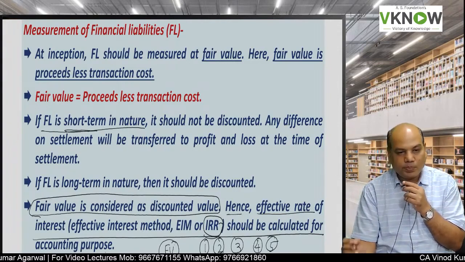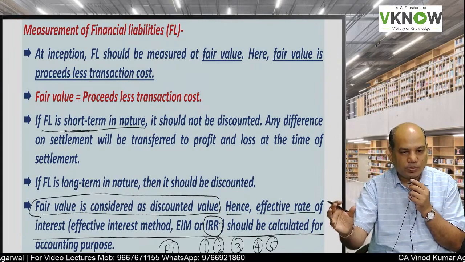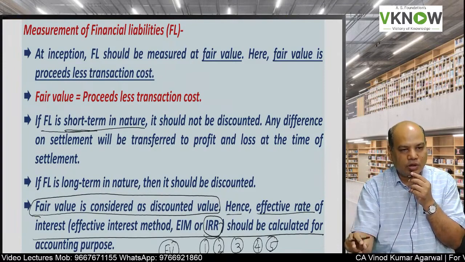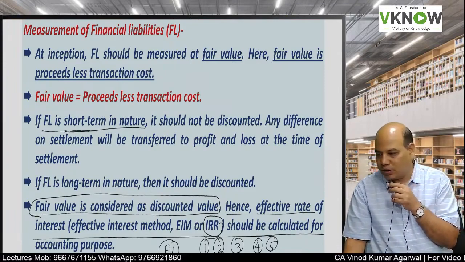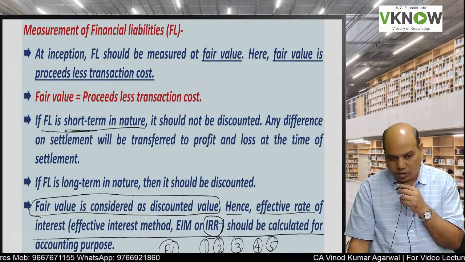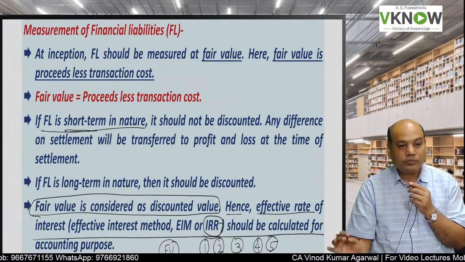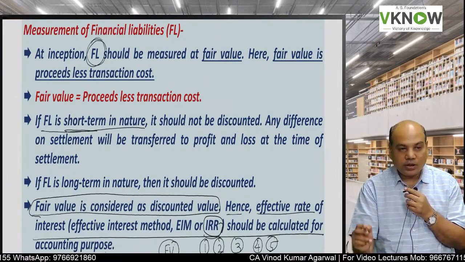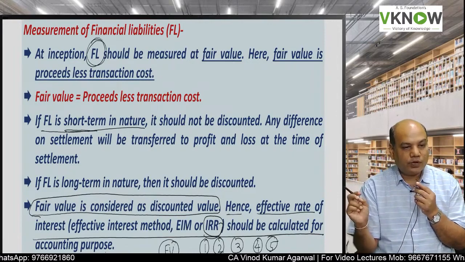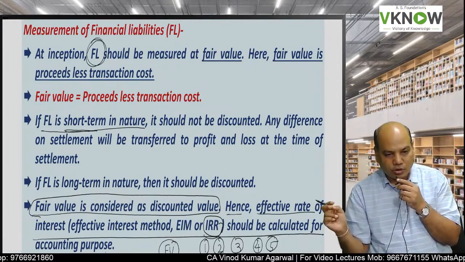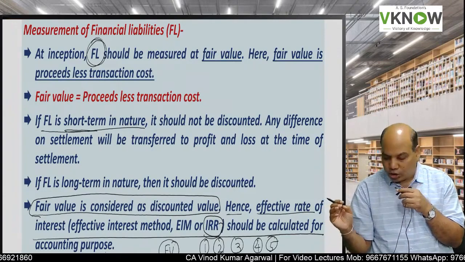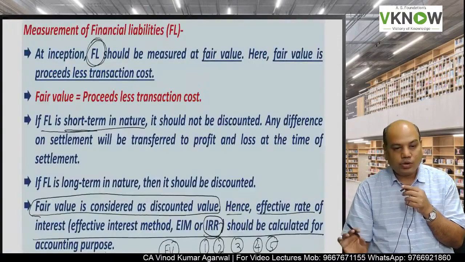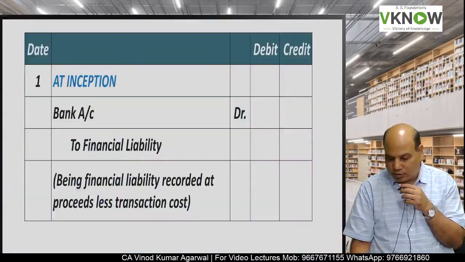At which the present value of the future cash flow is equal to the fair value today, and that discount rate is called EIR or IRR, effective interest rate or internal rate of return. One more thing, if you are showing financial liability at amortized cost, it will not be subsequently remeasured. Financial liability at amortized cost is not subsequently remeasured.